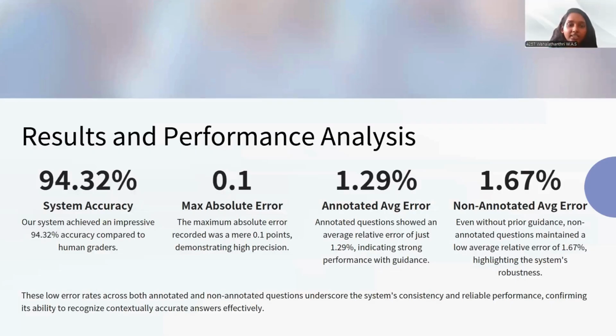Thank you, Nithini. Now I will walk you through the results and performance analysis and discuss the broader impact of this research. The results demonstrated impressive performance. The system achieved an overall accuracy of 94.32% compared to human graders, and the maximum absolute error recorded was only 0.1, which shows how precisely the system can replicate human scoring. For annotated questions, the system's average relative error was 1.29%. Even for non-annotated questions, where the system had no prior examples or context, the average relative error was still low at 1.67%. These findings highlight the system's robustness and consistency even in handling new questions it has not seen before.